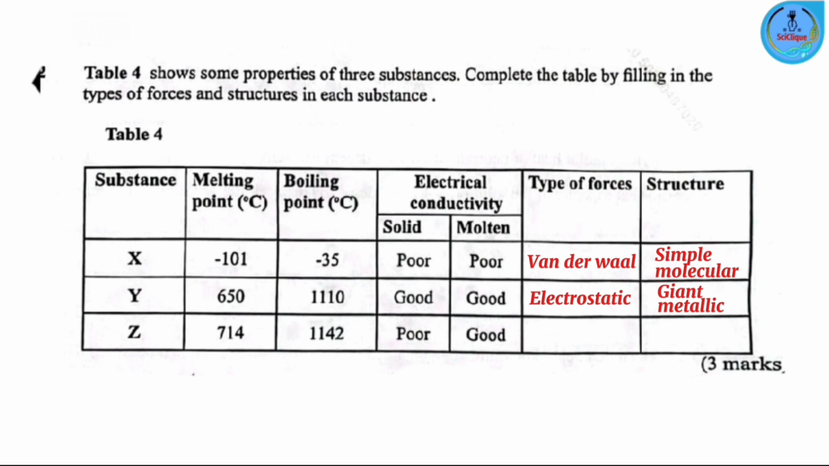So which type of force is found in ionic compounds? Again, electrostatic force of attraction. Why? Because when you talk about ionic compounds, this is whereby you're going to have a force of attraction between ions. One of these ions is going to be positively charged, the other is going to be negatively charged. So essentially, a force of attraction between oppositely charged particles. Electrostatic force. What about the structure? It's a giant ionic structure.